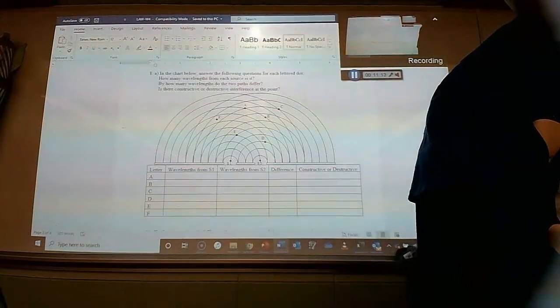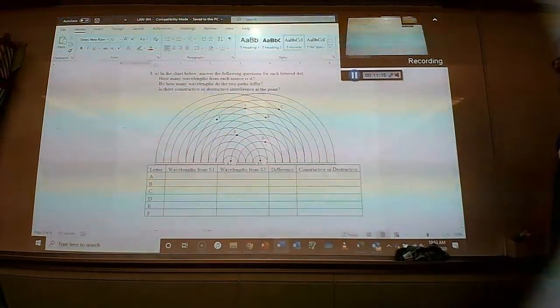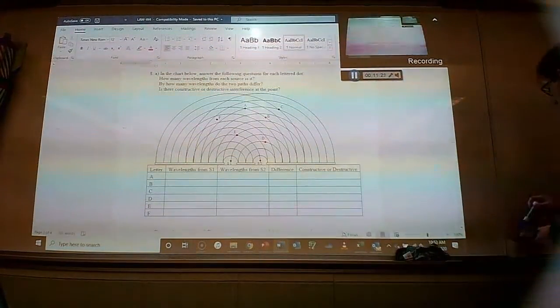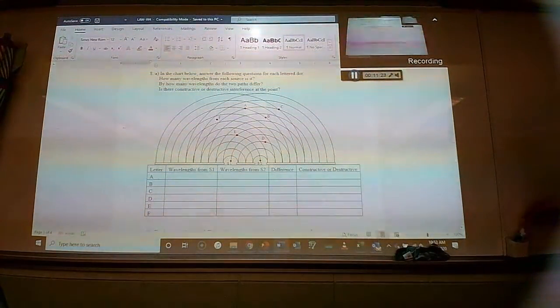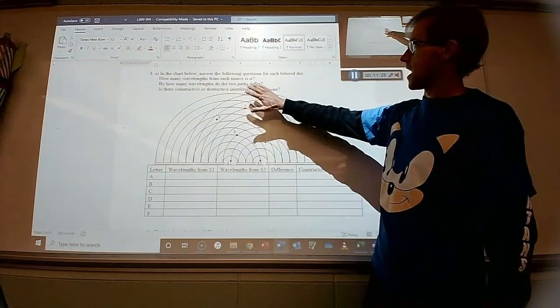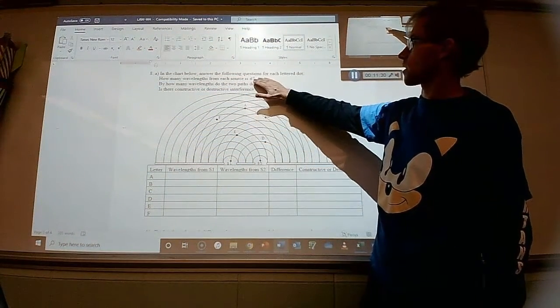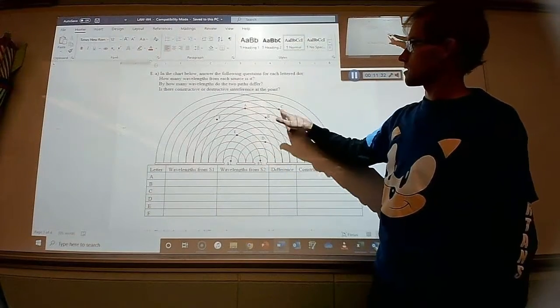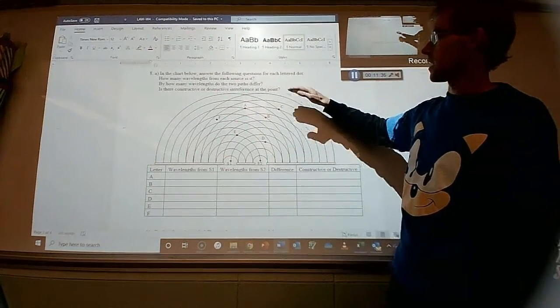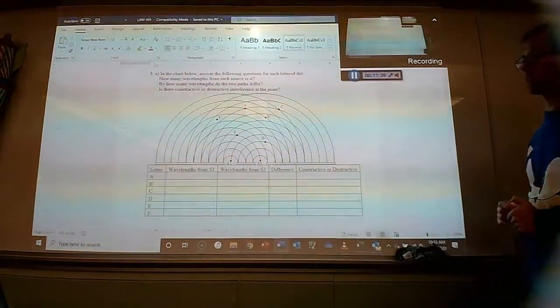Yeah, this is where a lot of craziness can happen. It's one thing to draw nice little lines on here, but now we actually have to do some analysis and see what happens when we throw some numbers in. So it says, how many wavelengths from each source is each of these letters? By how many wavelengths do the paths differ? And is there constructive or destructive interference at those points?